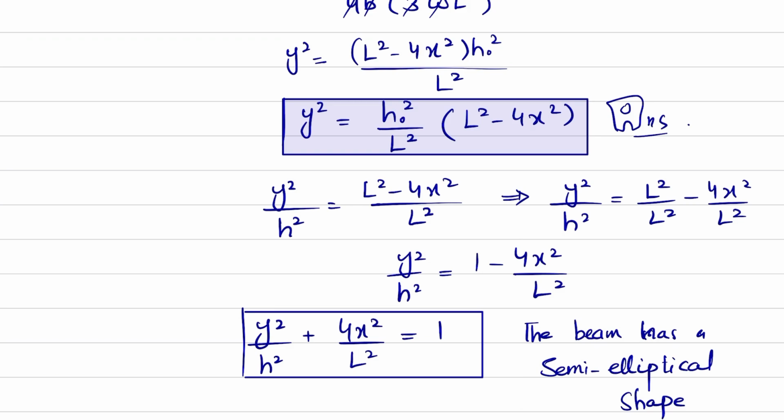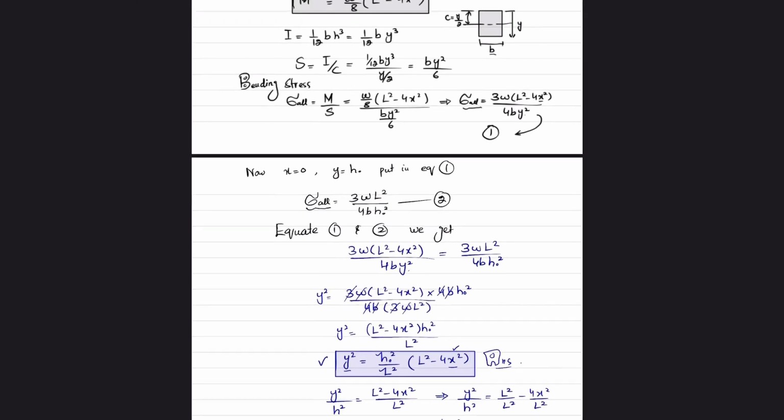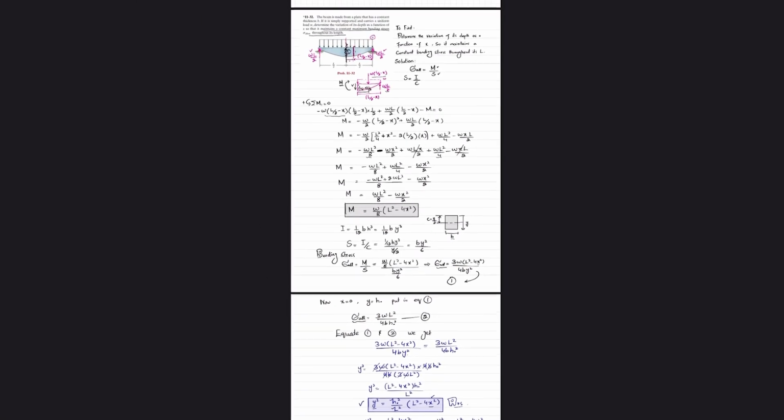So we need our answer till this point. So this is the variation of y with respect to x. If you know the value of x and all other parameters, you can find the value of y at any instant of x. So this was all about problem 11-32.